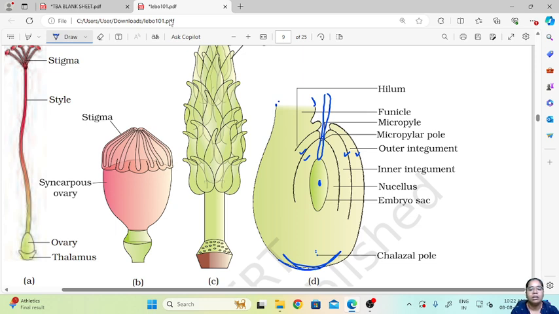And this is the nutritive layer, which consists of abundant food reserve inside the ovule, which helps in providing nutrition to the growing embryo inside the ovule. So these are the various parts of the ovule and their functions.